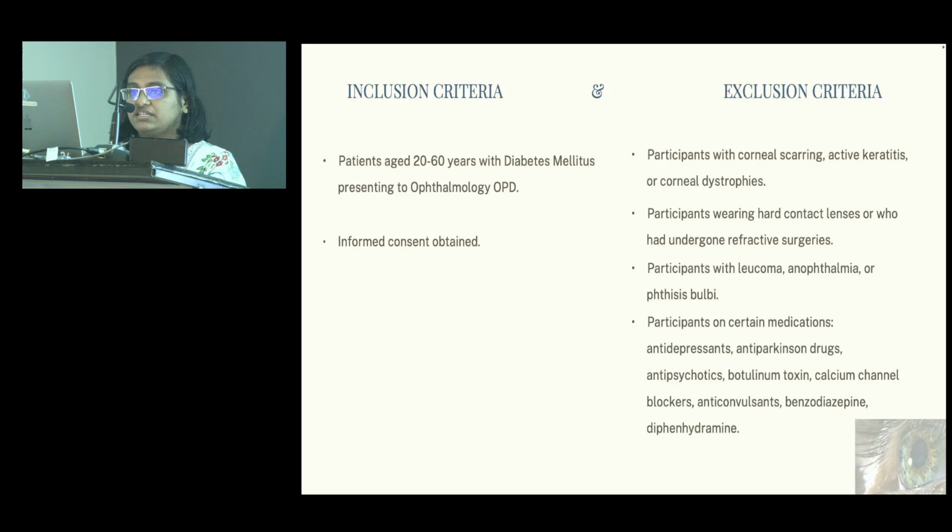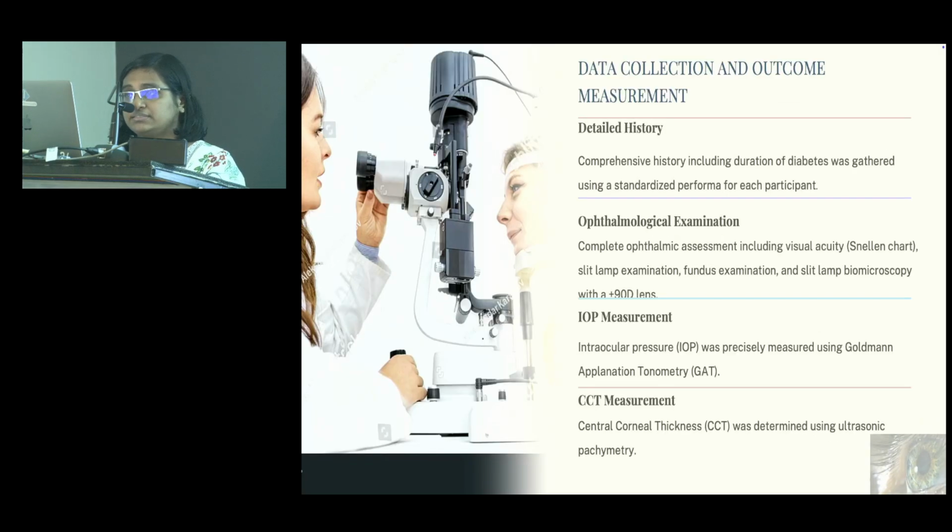The inclusion criteria were patients aged between 20 to 60 years with diabetes mellitus presenting to the ophthalmology OPD with informed consent. The exclusion criteria excluded patients who had corneal scarring, dystrophies, active keratitis, a history of hard contact lens usage, refractive surgeries, leukoma, anophthalmia or phthisis bulbi, and patients who were on medications such as antidepressants, anti-Parkinson's drugs, and antipsychotics.